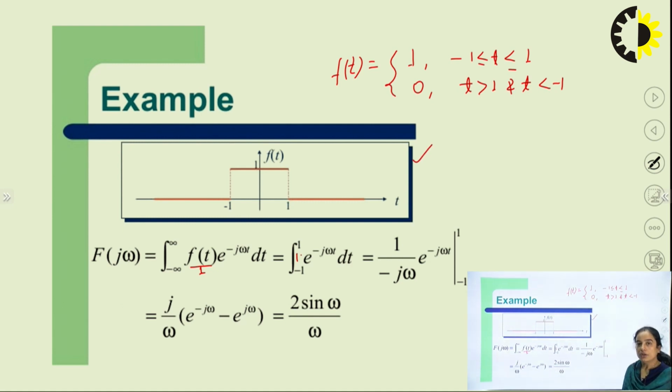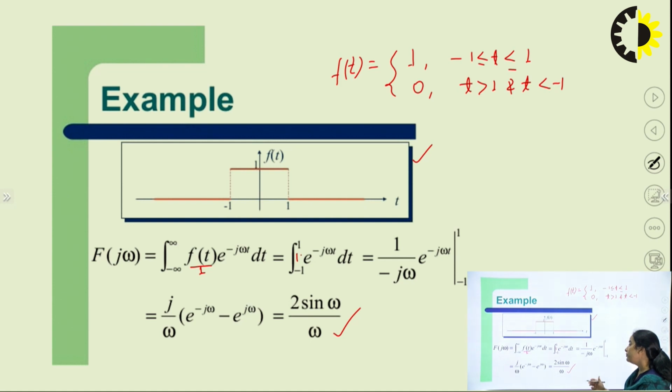Now if we need to derive the Fourier transform, we write the integral of 1 times e to the power minus jωt, with limits minus 1 to 1 because the function exists only between minus 1 and 1. The integration gives minus 1 by jω times e to the power minus jωt, from minus 1 to 1. This is the Fourier transform of the given function.